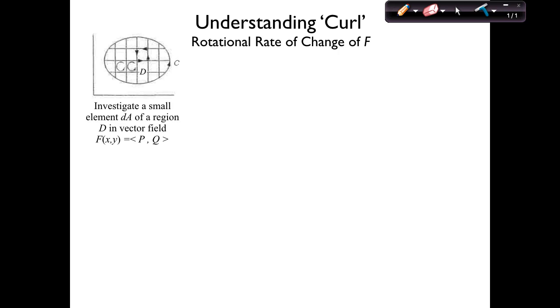So what we want to do is investigate a small element, dA, of a region D, of the vector field P, Q. I'm going to highlight that in yellow. Okay? And then we're going to blow that up, make that big so we can talk about it. And so that dA consists of a horizontal change dx and a vertical change dy. That's our dA.